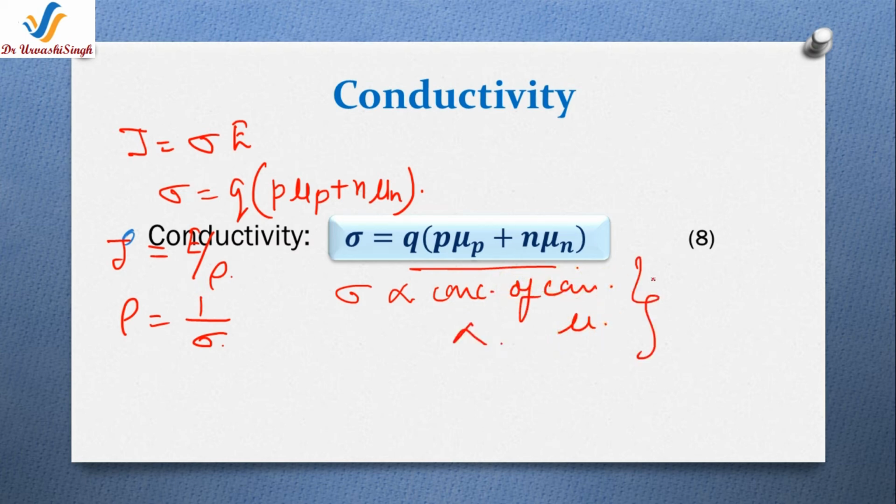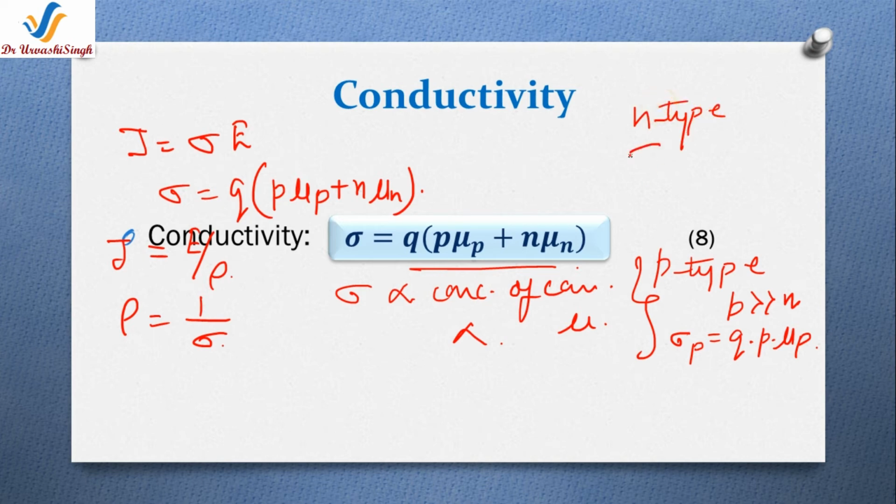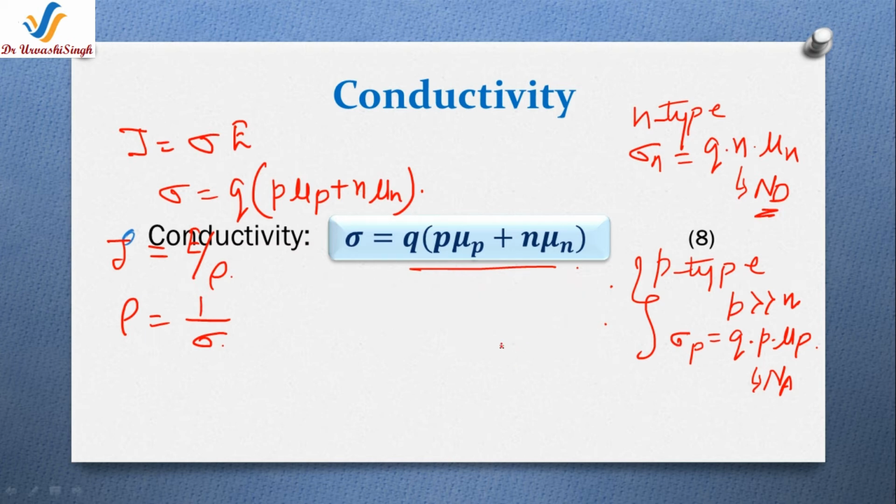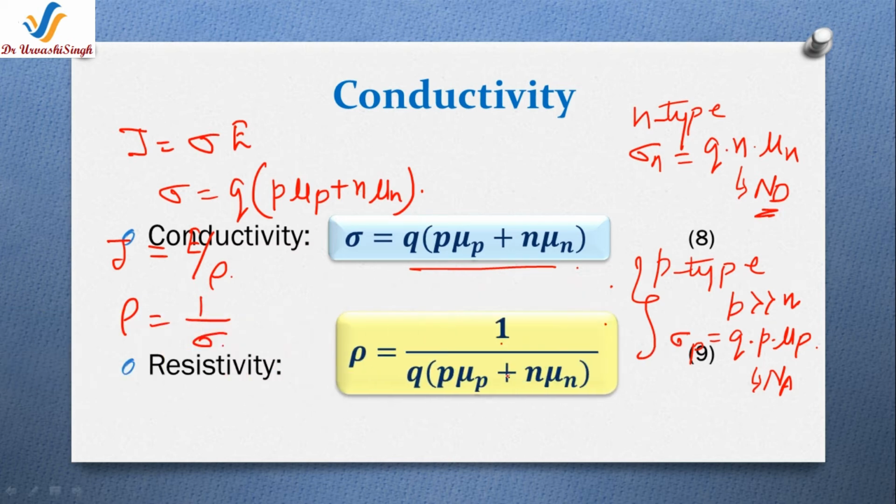Here students, you should note the point: for a p type semiconductor, what will happen? The p is very much greater than n, then sigma is given by q p mu p, and similarly for the n type semiconductor, sigma is given by q n mu n, and this n is Nd in n type semiconductor, and this p is Na in p type semiconductor, where Na is the acceptor atom concentration and Nd is the donor atom concentration. So the resistivity of the semiconductor is given by equation 9.